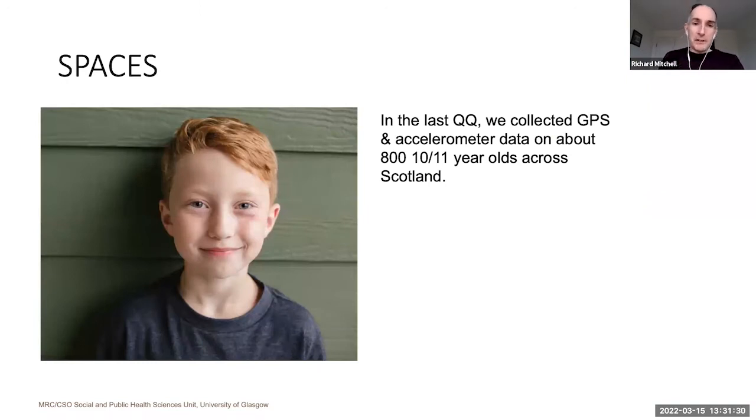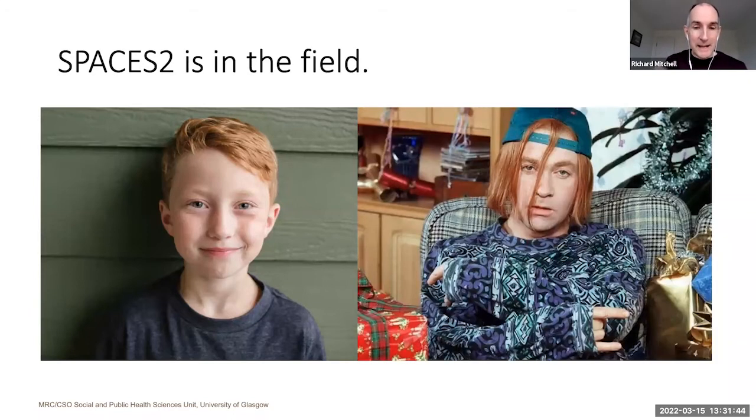Now, in the previous five years in the program here, we collected GPS and accelerometer data on about 800 10 and 11-year-olds across Scotland. It's a study called Spaces. And what we're doing right now is going back to those kids, trying to get back to the same kids a few years on. And we're worried that this is what they look like now. But actually, the study's going quite well. And even though they are 16, 17 years old now, they're working with us really well. So these data will become available, we hope.